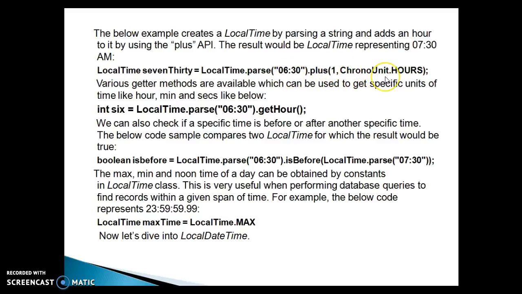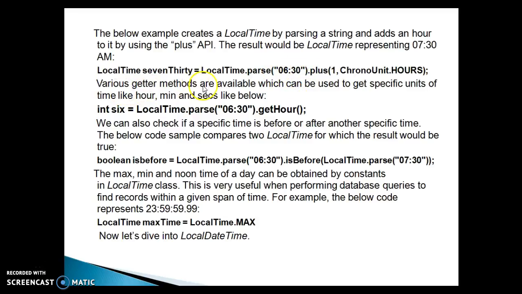And we have ChronoUnit. ChronoUnit is an enumeration, and there they have declared a lot of constants. One of the constants is called HOURS. If you want to add some minutes, then MINUTES. So this will basically add one more hour to this time, so the output would be 7:30.